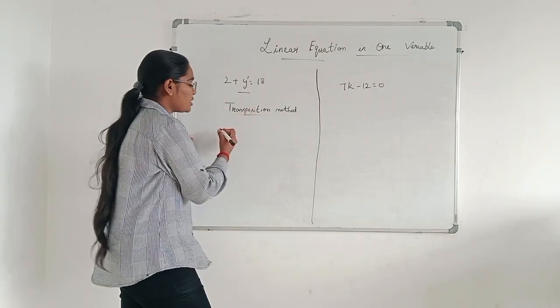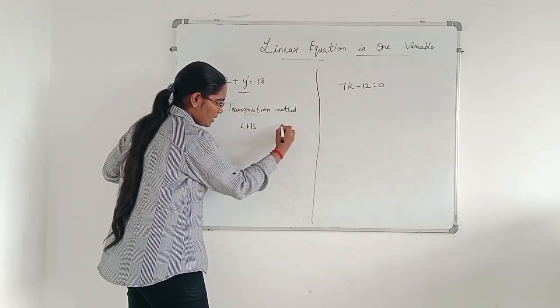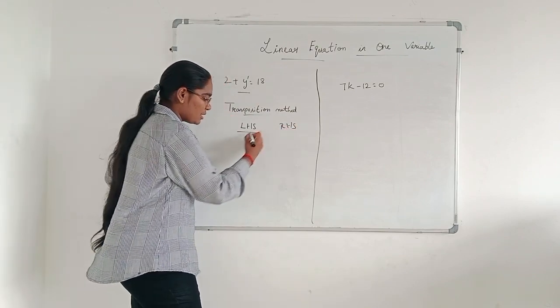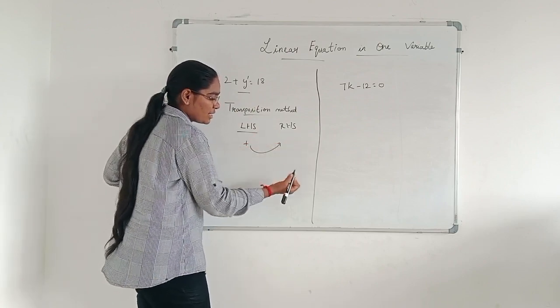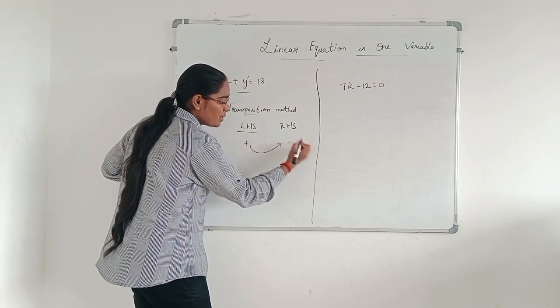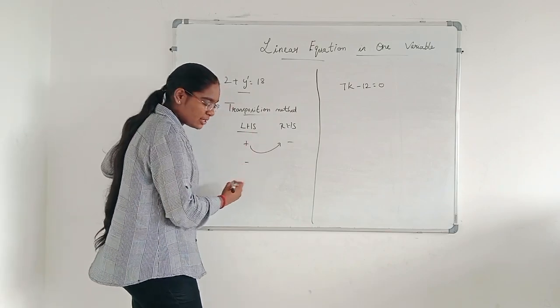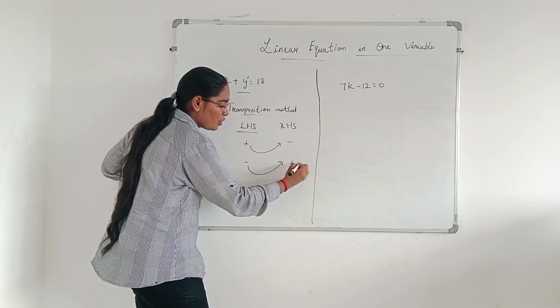How this method works: this is the left hand side, this is the right hand side. If a value is positive, in plus, while it is moving to the right hand side, that positive value will become negative. If a value is negative and it moves to the right hand side, that negative value will become positive.